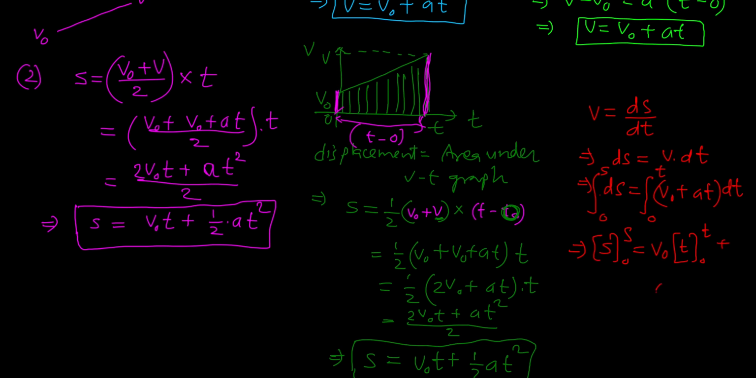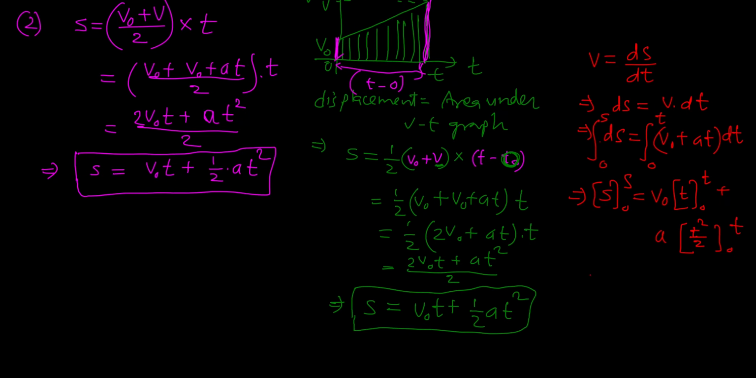A is again constant, can be taken out of the integration sign, and integration of t with respect to time will be t square by 2. So it is from 0 to t. Now let's put the values, upper and lower limits.